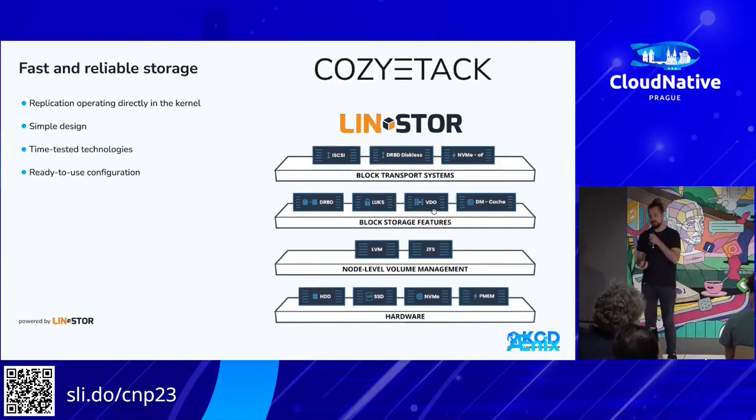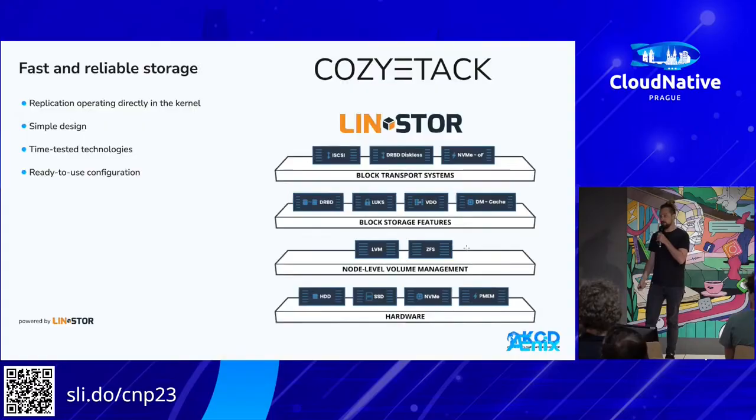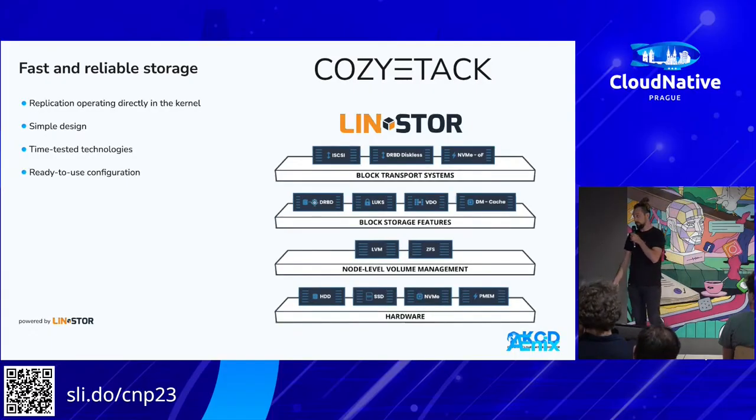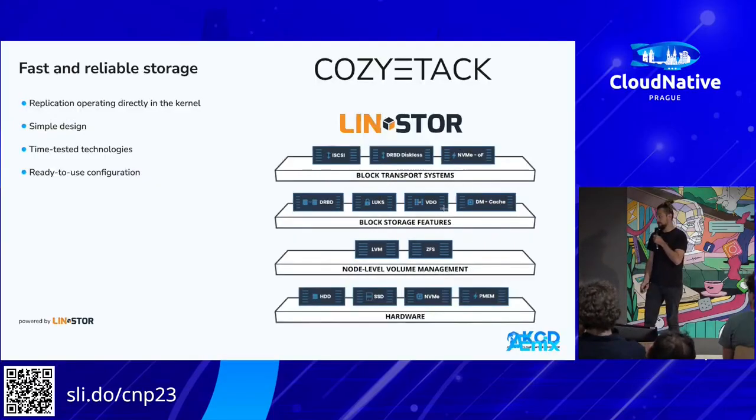LINSTOR is not really a storage system, it's more like an orchestrator. It's like Kubernetes, but for block devices. It works with well-known technologies like LVM and ZFS, so it can cut volumes, be integrated with Kubernetes itself, and give volumes cut from LVM to your workloads. If you need replication, you can use DRBD to enable replication of those volumes between the nodes. It also has some extra features, for example it supports encryption and deduplication, but we don't use them right now. Using LINSTOR on a bare metal cluster allows us to have almost native performance of the storage system on the bare metal node.